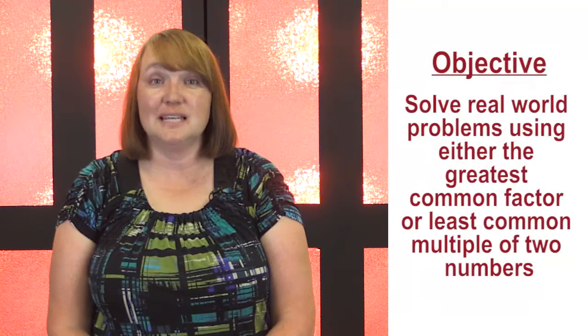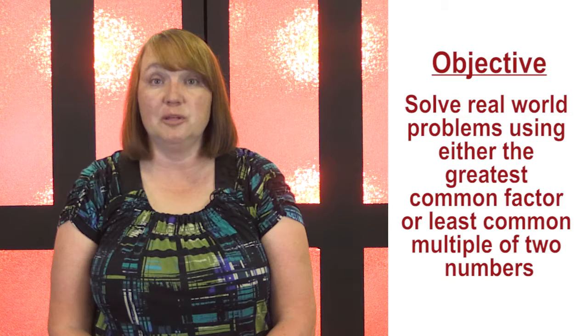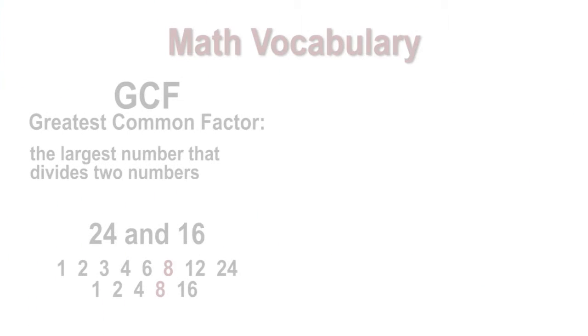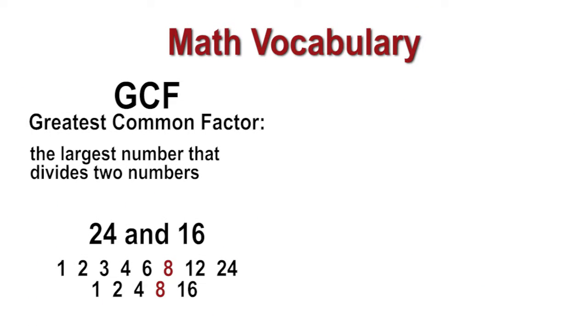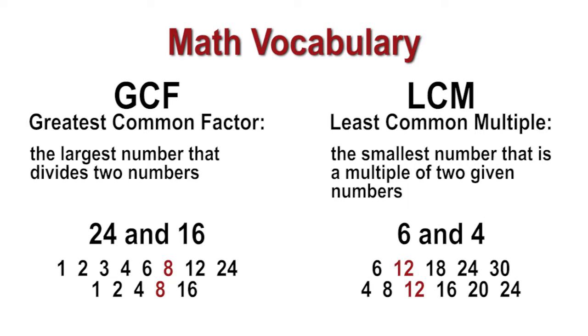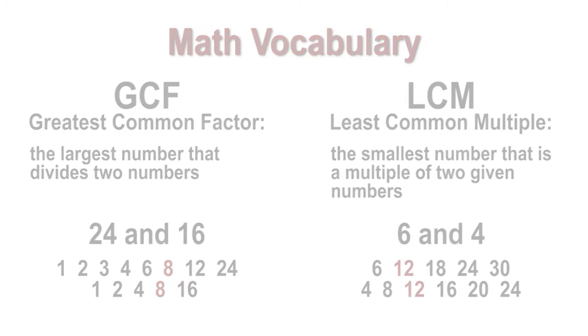The objective of this lesson is to solve real-world problems using either the greatest common factor or the least common multiple of two numbers. The greatest common factor, often abbreviated as GCF, is the largest number that divides two numbers. The least common multiple, often abbreviated as LCM, is the smallest number that is a multiple of two given numbers.